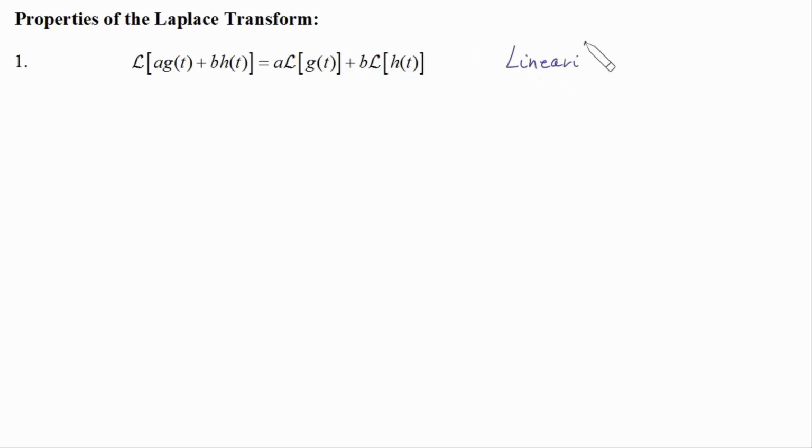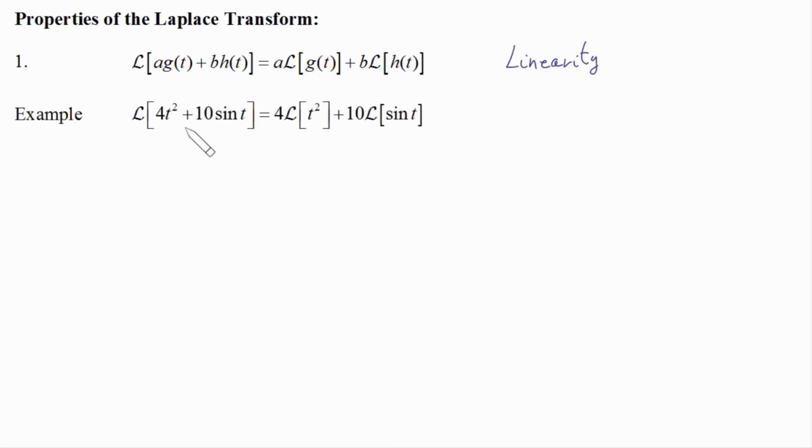The Laplace transform is linear, which means that if we have a linear combination of two functions, g and h, a times one of them plus b times the other, then when we take the transform of that, we can break it up into two bits with a plus, and we can take the constants out. For example, suppose we want the Laplace transform of the function 4t squared plus 10 sine t. You won't find this exactly in the table, but you will find t squared in the table, and you'll find sine t in the table. According to the rule, this is what we would have.